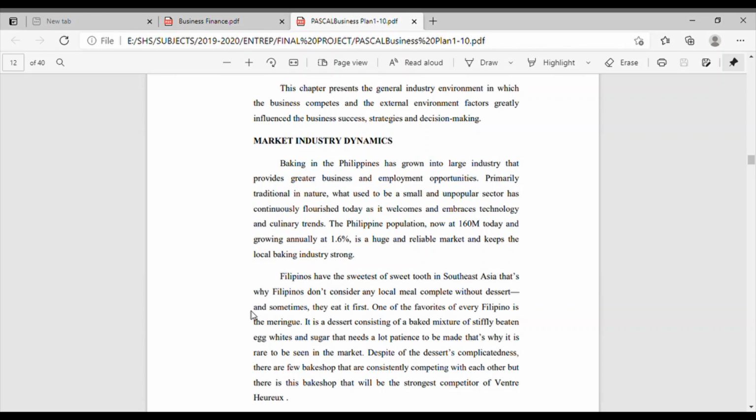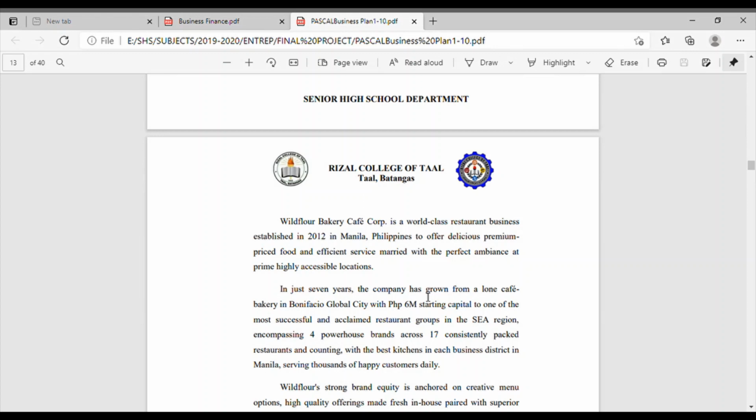Una, baking in the business, ito yung kay Nasay pa rin. Baking in the Philippines has grown into large industry that provides greater business and employment opportunity. So, ito, mga research lang din yan, published researches. Example, dapat yung company na yun nasa Philippines, of course. Wildflower Bakery Cafe Corp. Since sila ay retail business at merang lang naman yung ino-offer nila, so madalas yung pagkain nila makikita or ino-offer sa mga cafes. Kaya cafe, ito yung cafe na nakuha nila as a comparison.